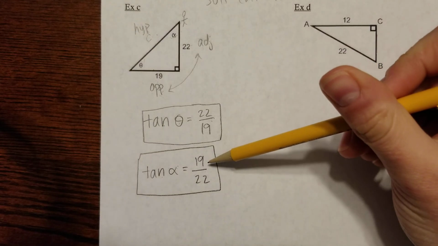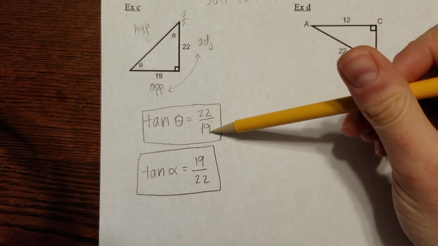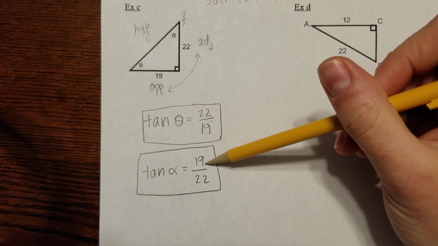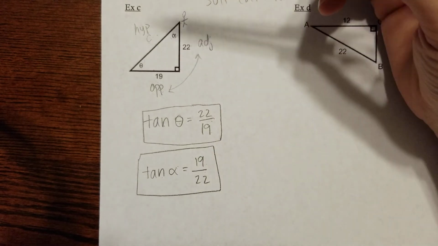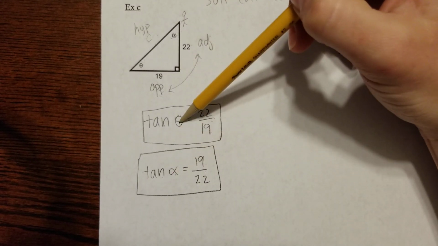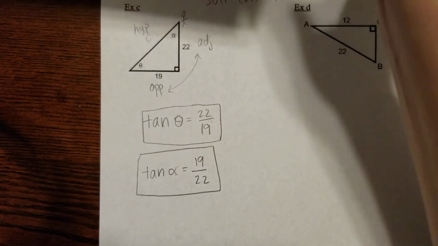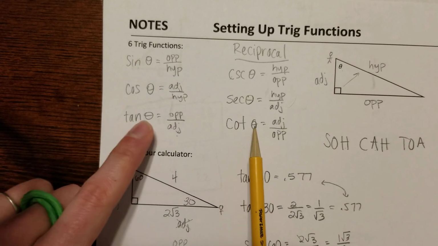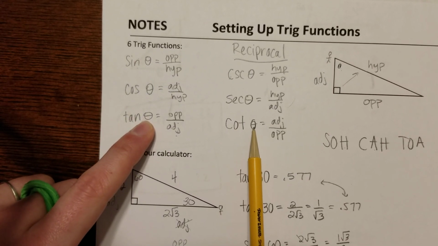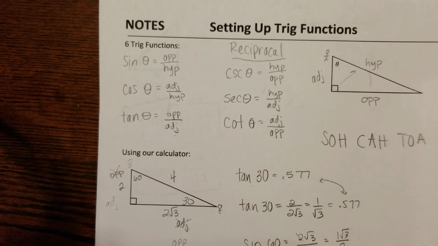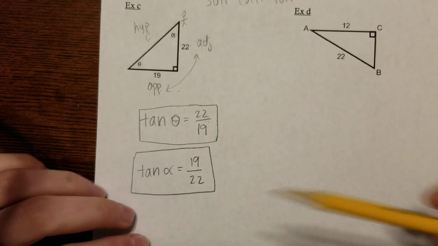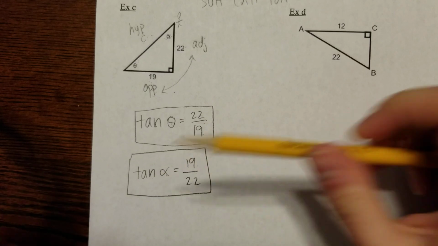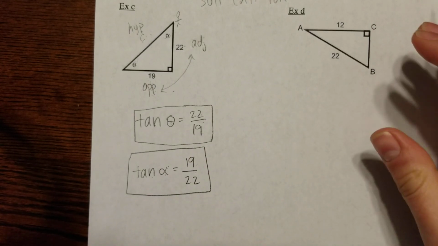Now you may look at this and notice, oh, this is 22 over 19, it's the reciprocal, so why didn't we use cotangent? Well, the reason it's not cotangent is because it is not the same angle measurement. So if we look over here, tangent and cotangent are reciprocals when we're looking from the same angle and our fraction is flipped over. This time, although we have the reciprocal, we're looking from two different angles, so it's not going to be the reciprocal function.